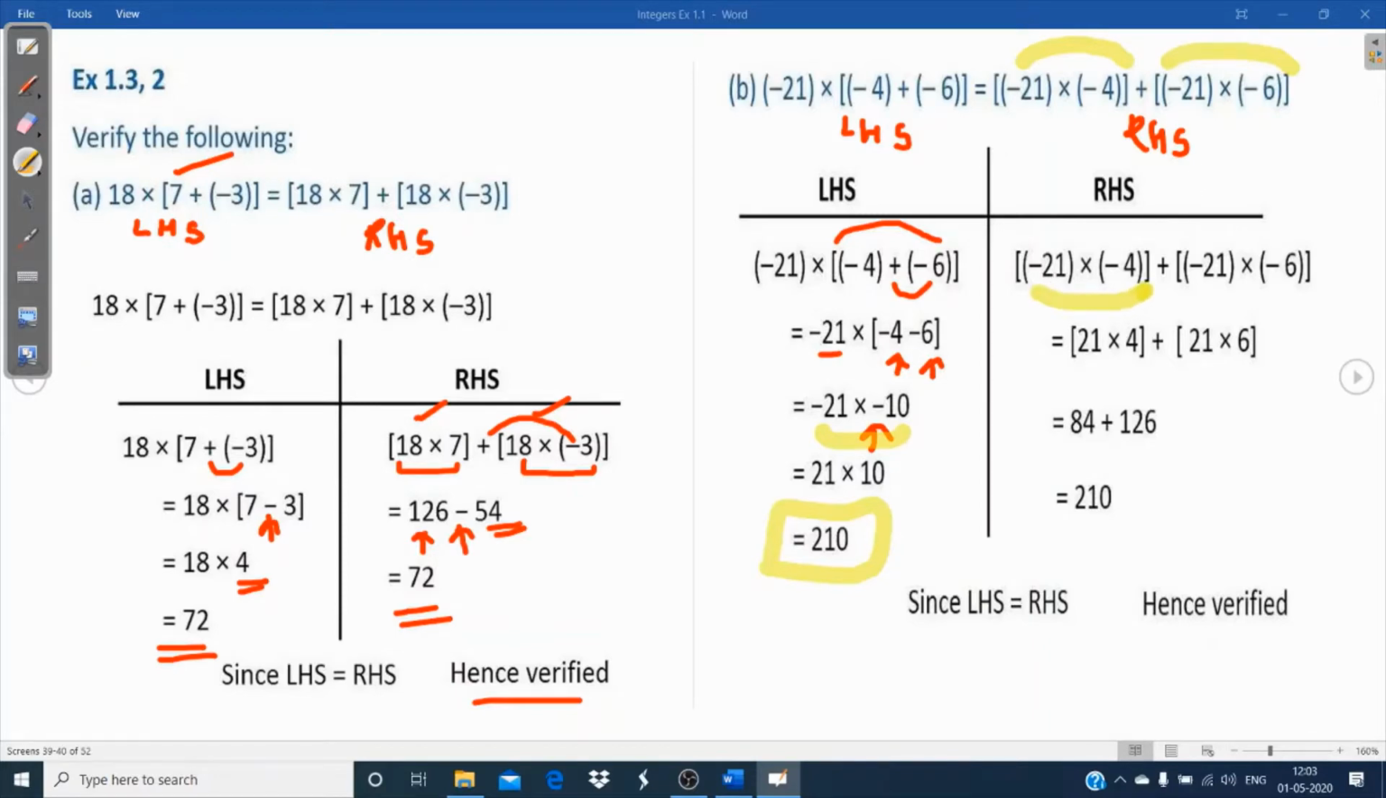Now in the first bracket, minus minus will become plus. So normally you have to multiply 21 into 4. Plus sign as it is. In the second bracket, minus minus again will become plus. And what you have to do? You have to do normal multiplication of 21 into 6. So when you multiply 21 into 4, what will you get? 84. And when you multiply 21 into 6, what will you get? 126. And then you have to add them. So again what are you getting? 210. So again left hand side is equal to right hand side, and hence it is verified.